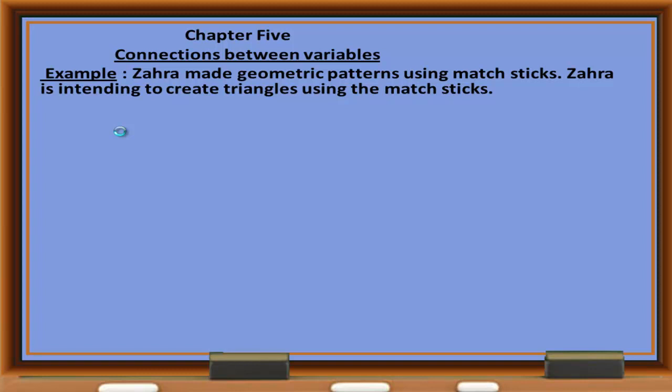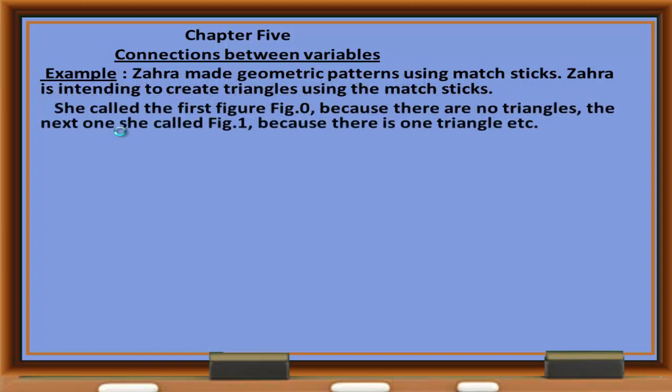Example: Zahra made geometric patterns using matchsticks. Zahra is intending to create triangles using the matchsticks. She called the first figure figure 0 because there are no triangles. The next one she called figure 1 because there is one triangle.